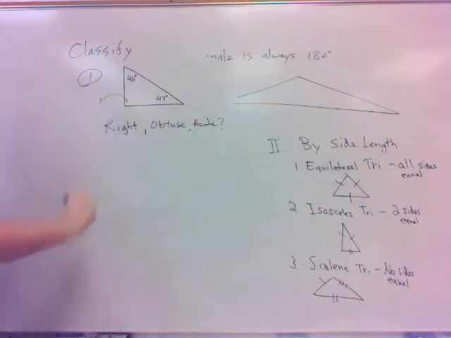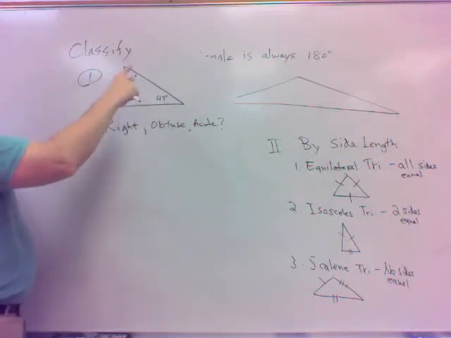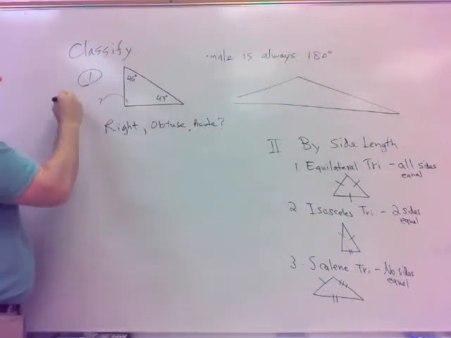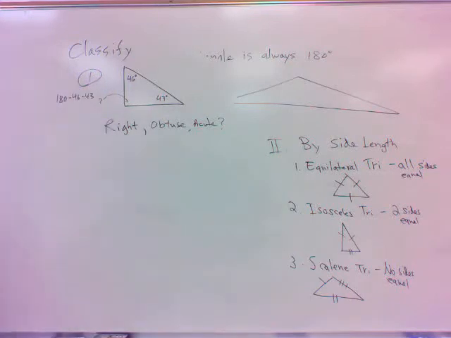If I only have two of the angles, I can figure out the third angle, because all the angles of a triangle add up to 180. Isn't that third angle what's left over? Whatever these two add up to, subtract from 180, and that's what this one is. So this angle is 91. It's 180 minus the other two, which is 91.